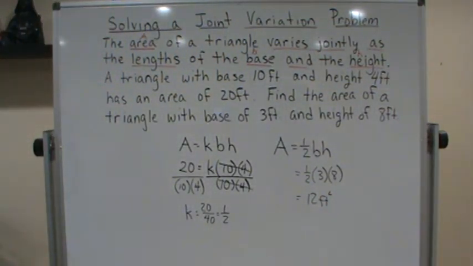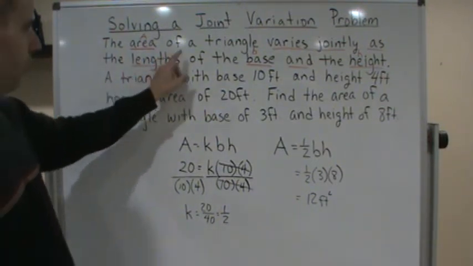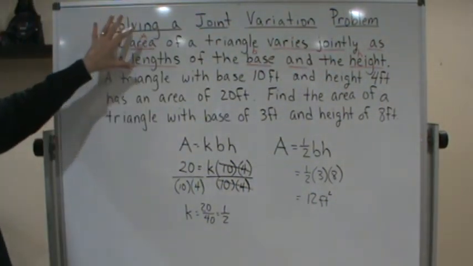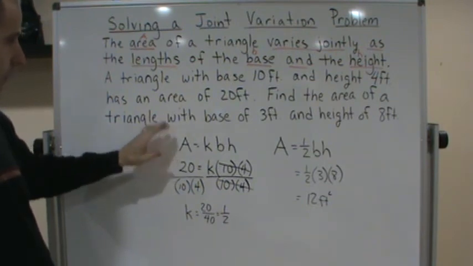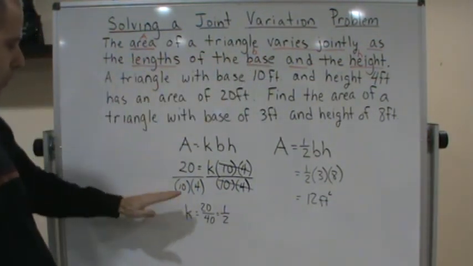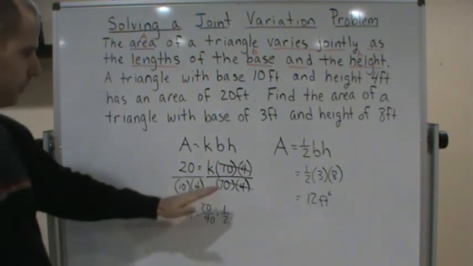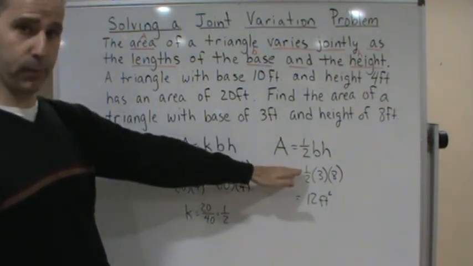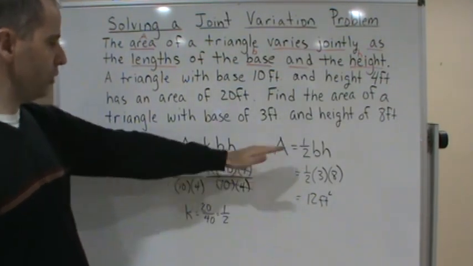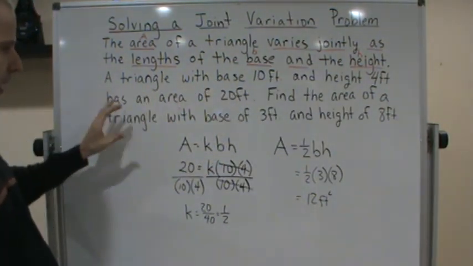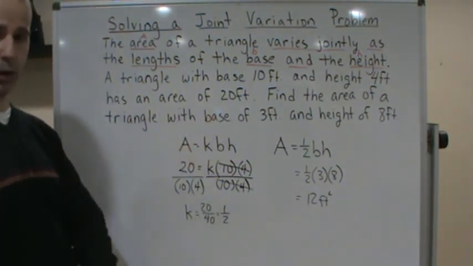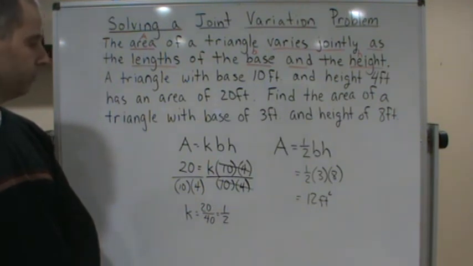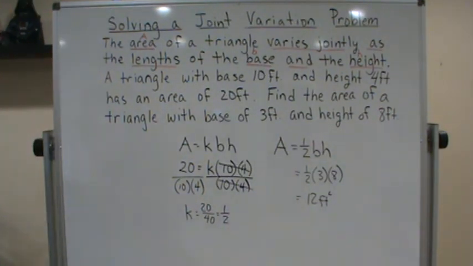And that's the answer. So this is how we used joint variation. The main thing is understanding the wording of the problem to help us set up the relationship. Once we set up the relationship, we use the information given in the problem to solve for K, and then we found our specific formula. Then we can use our formula with the new information to solve for a required unknown, which in this case was the area of a specific triangle. And that's it. That's how you do it.